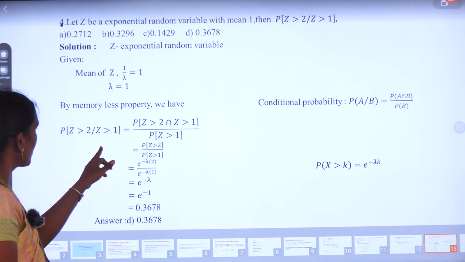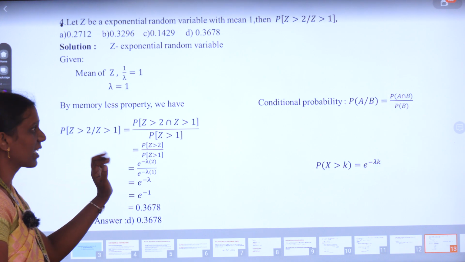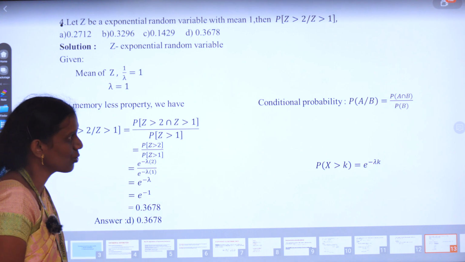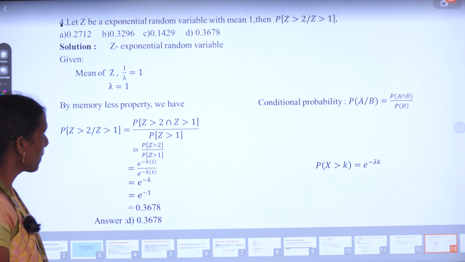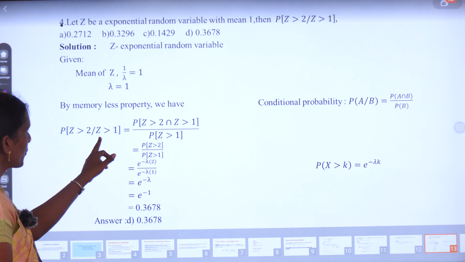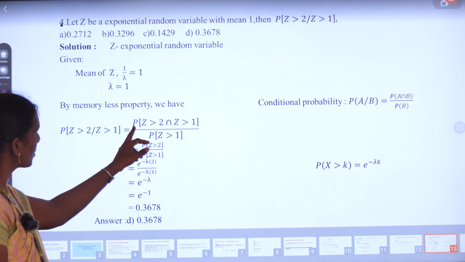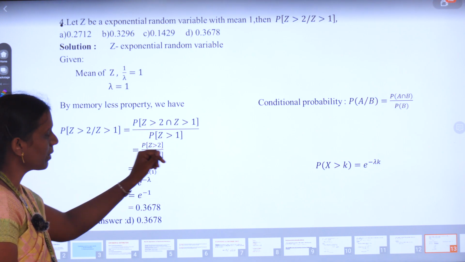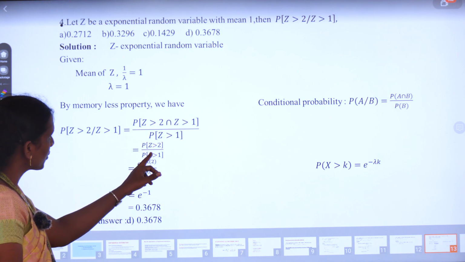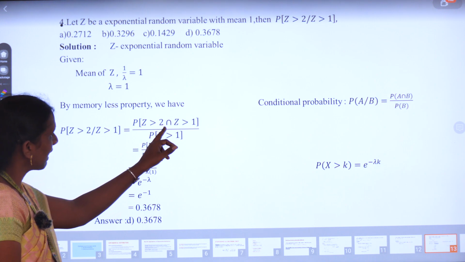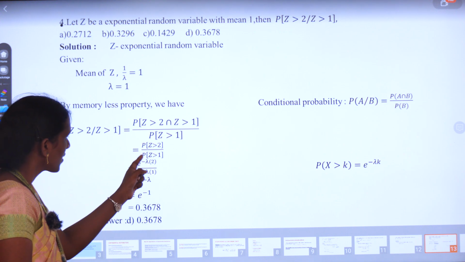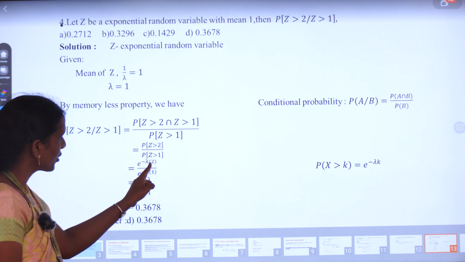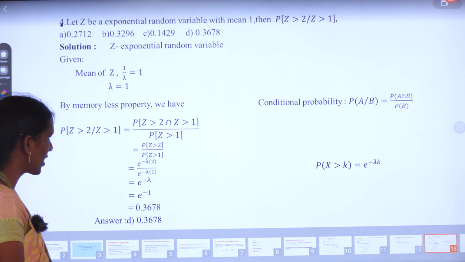So we were asked to find P of Z greater than 2 given Z greater than 1. So using conditional probability, P of A given B is equal to P of A intersection B by P of B. So A is Z greater than 2 and B is Z greater than 1. Now if we take the intersection of Z greater than 2 and Z greater than 1, obviously the intersection is Z greater than 2. So therefore we have P of Z greater than 2 by P of Z greater than 1.